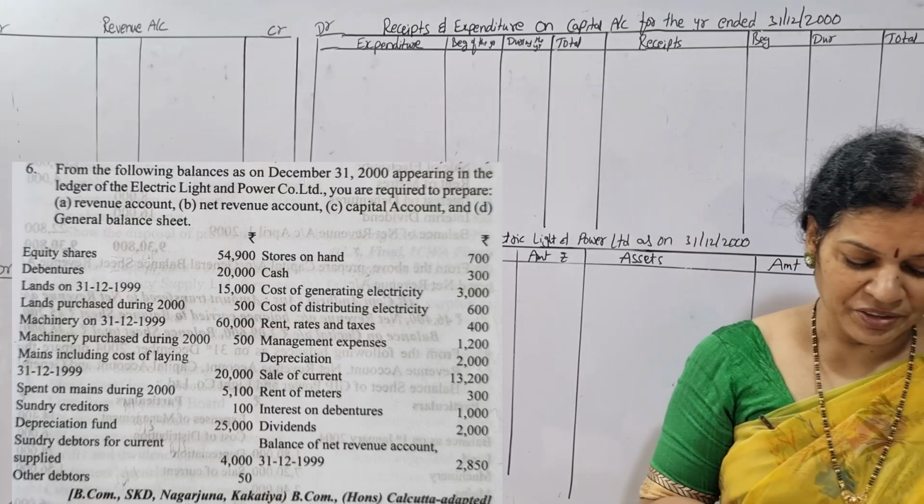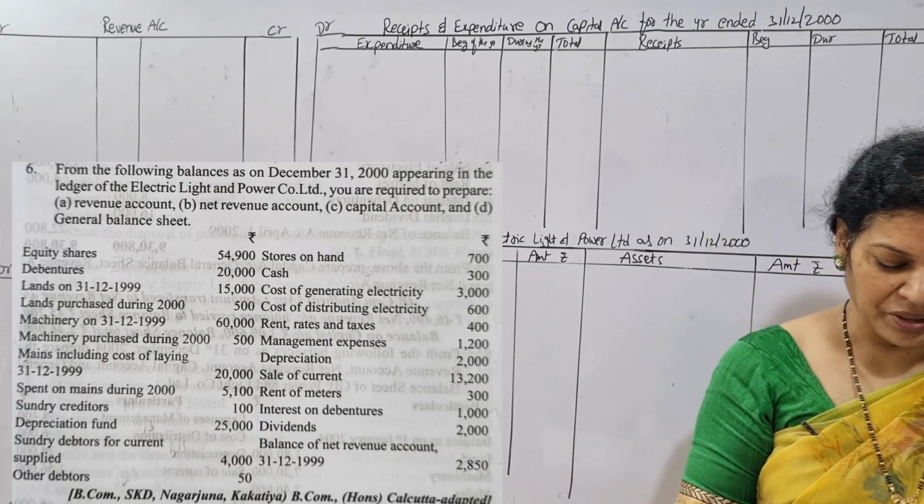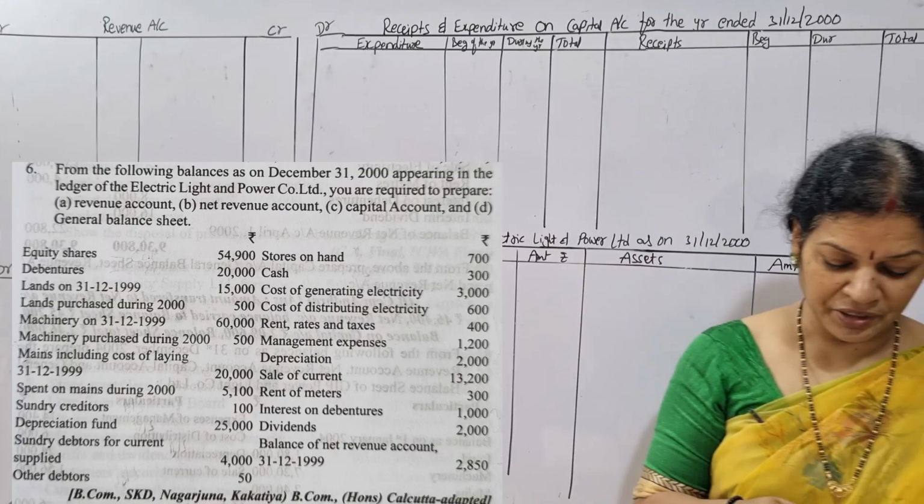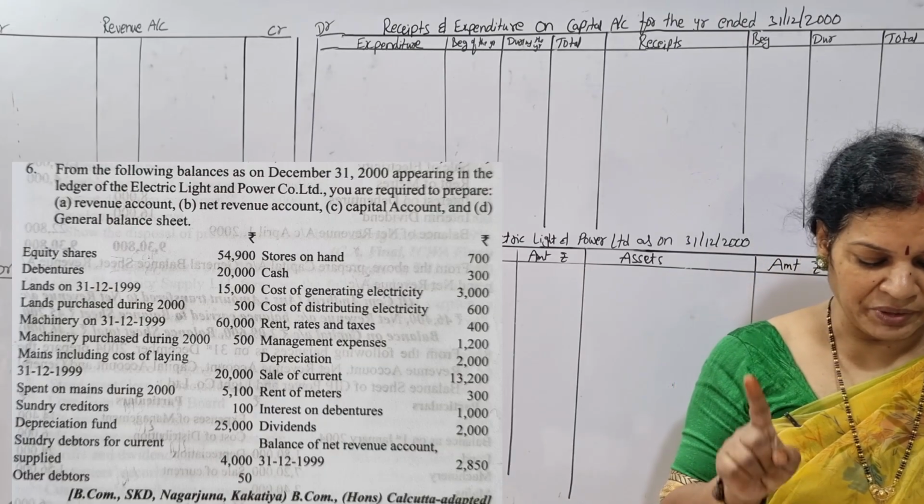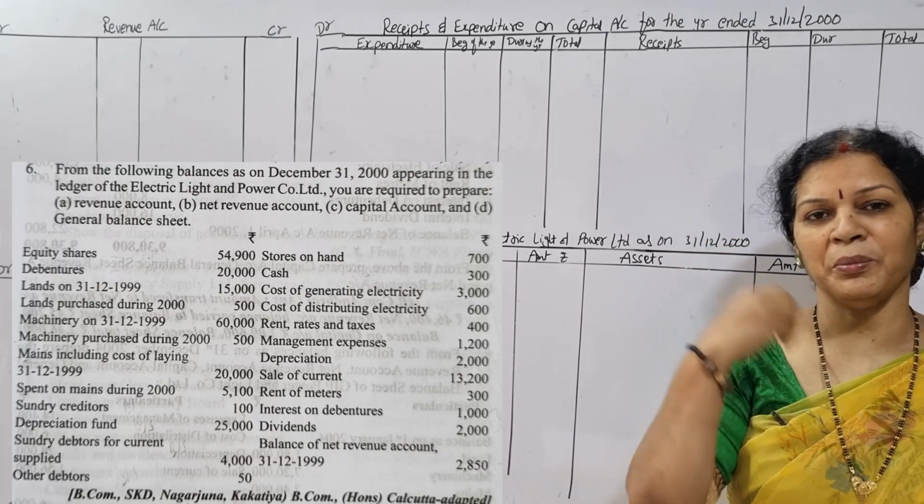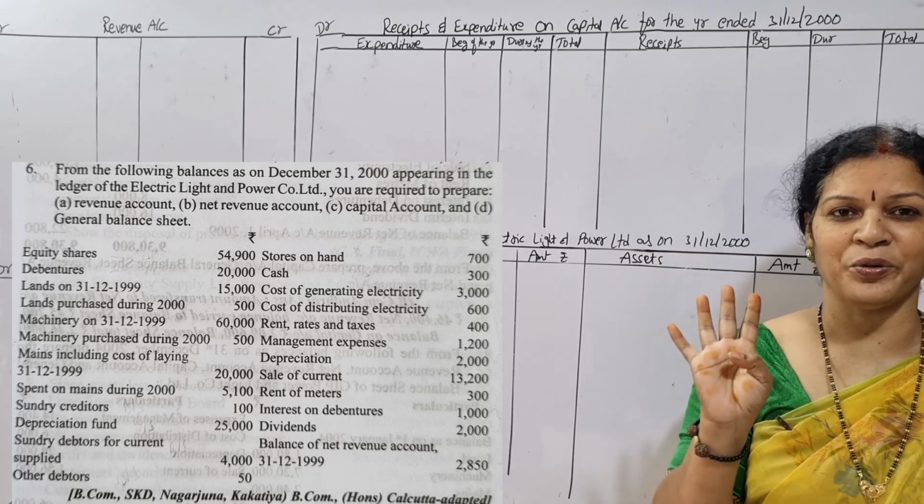From the following balances as on 31st December 2000 appearing in the ledger of the Electric Light Power Limited, you are required to prepare revenue account, net revenue account, capital account, general balance sheet. If you work out this problem, you are perfect. Four we are going to prepare.